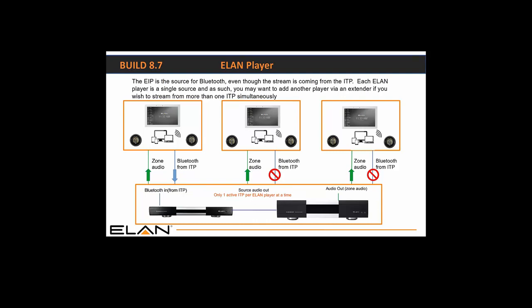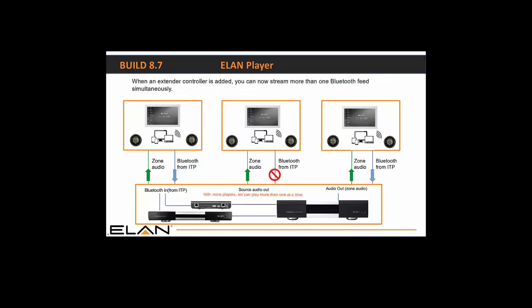So I could take audio from one ITP and pump it through and play it in any zone that I want, but I can't play them all at the same time. See, if I use this one, I can't play from the other ones. So if I added another player, in this case an SC100, I can now use that audio output as another source, and I can now play 2 at the same time.